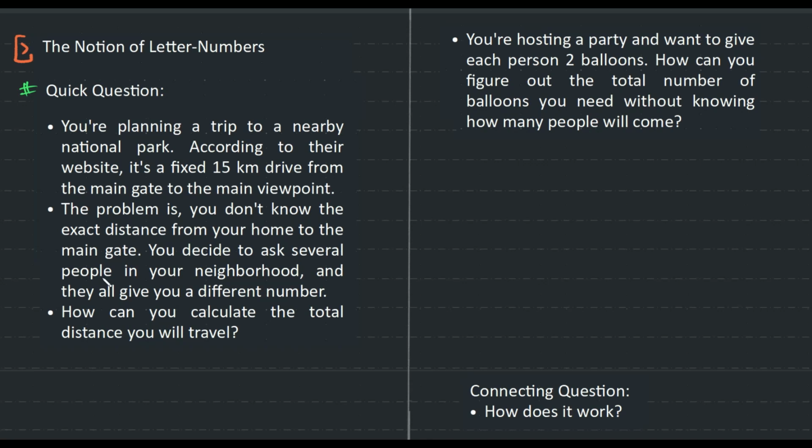Let's say you're planning a trip to a nearby park, a national park that is, and you don't know the exact distance to the park. But what you know is that within the park, from the gate, we need to travel 15 kilometers to go to a viewpoint that is pretty famous. But you don't know the exact distance from wherever you are staying.